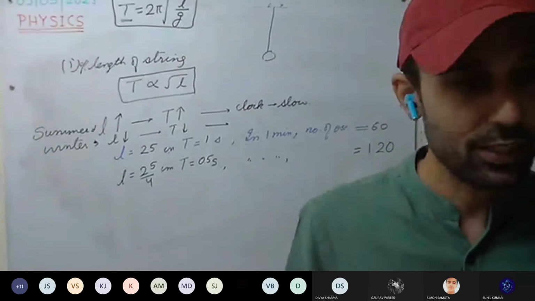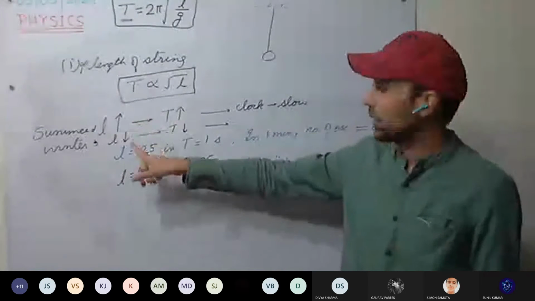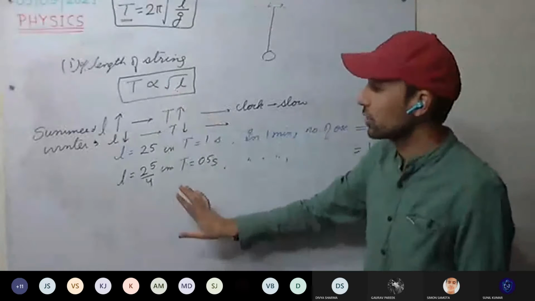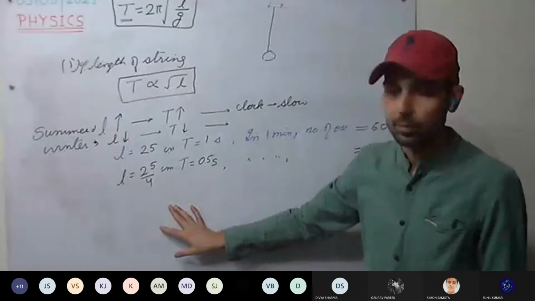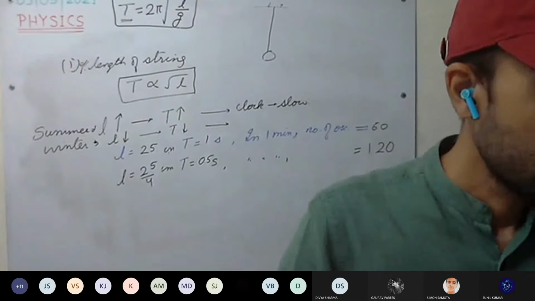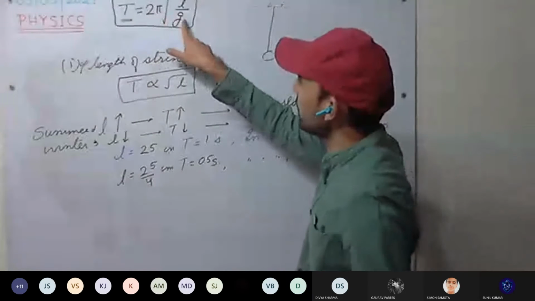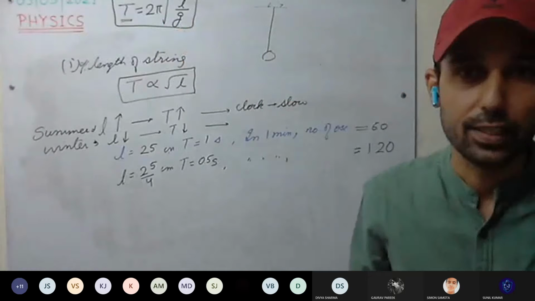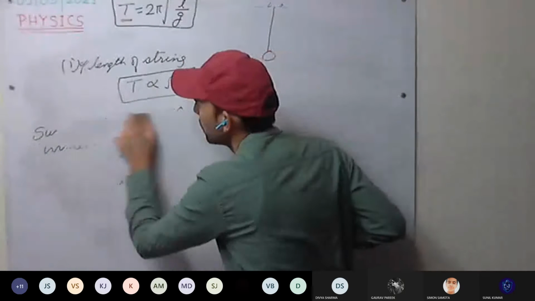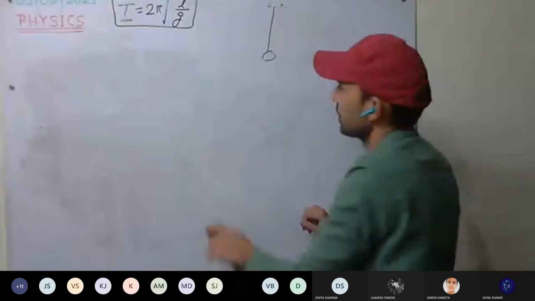This is clear: time period of the oscillation, how it is proportional to the effective length, in summer or winter. If you remember this proportionality, you can solve easily. This is clear. Okay, second thing, time period depends on acceleration due to gravity. How? Is it directly or inversely?